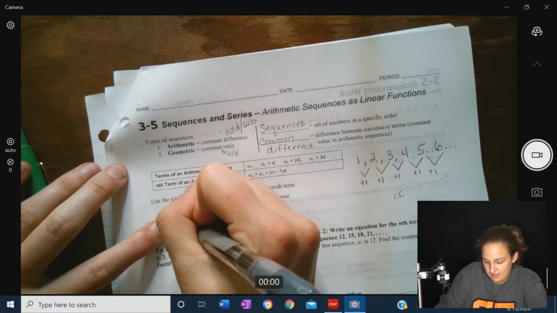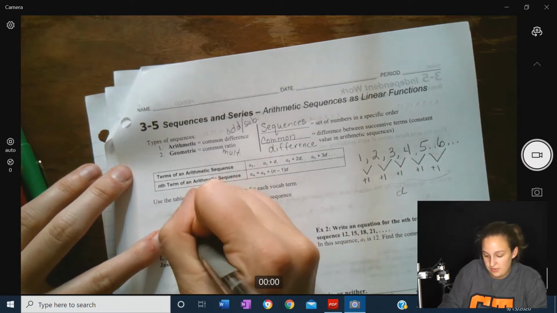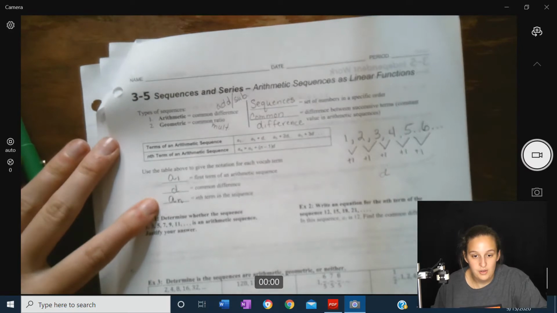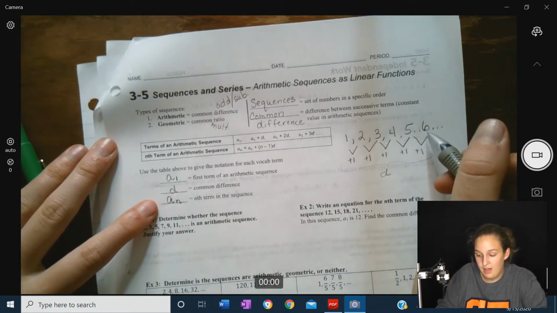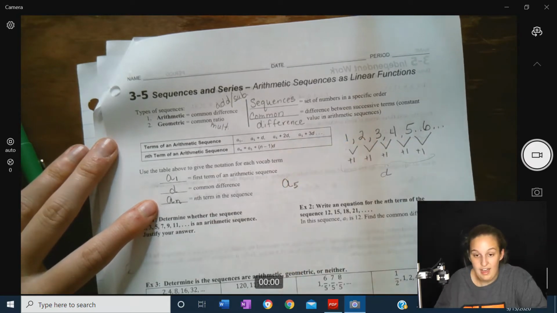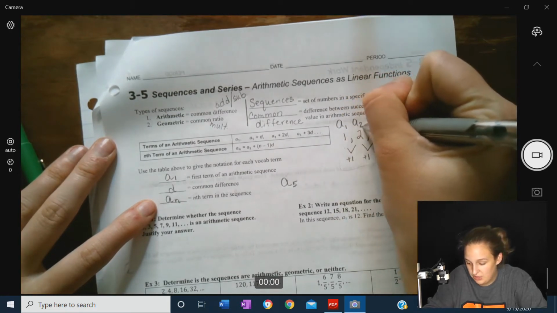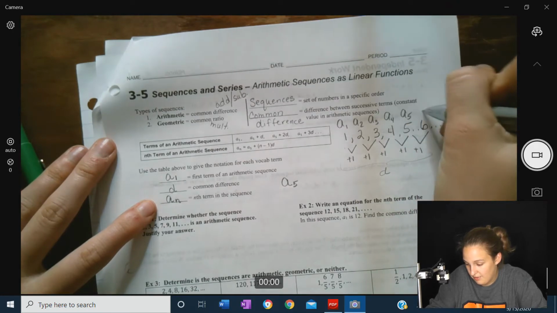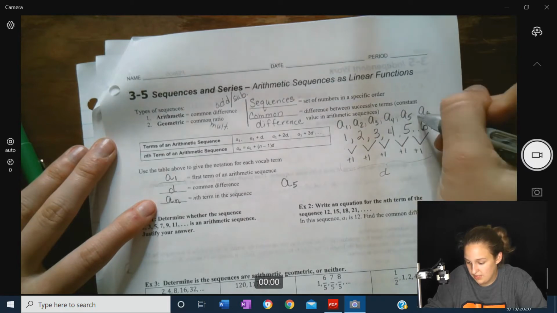That's the common difference. In the nth term in a sequence, we use the subscript A and then the subscript N, a sub n. So n is the nth term. So what this means is if you were wanting to find the fifth term in a sequence, it would be a sub 5. So these terms go a1, a2, a3, a4, a5, a6, and so forth, with commas between all of these.